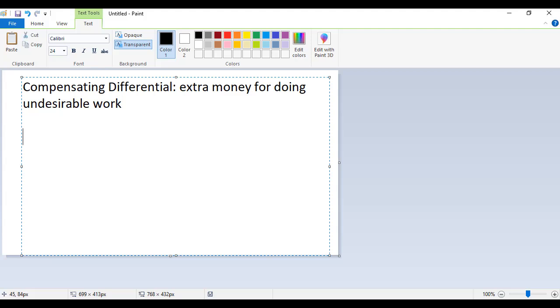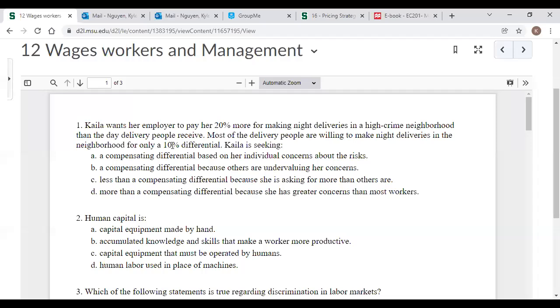And something I want you guys to note for this problem is the standard compensating differential is 10%. And it even says that in the problem. That means the regular compensating differential that most of her coworkers are being offered is 10%. So with that in mind, let's look at these answers. A, a compensating differential based on her individual concerns about the risk.